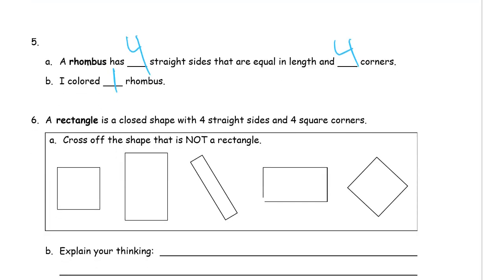A rectangle is a closed shape with four straight sides and four square corners. Cross off the shape that is not a rectangle. Well, they might all look like rectangles unless you look really closely. Remember that it has to be a closed shape. One of these is an open shape. Did you see it? See that right there? That corner didn't close up. It's actually an open shape. So we're going to cross that one off.